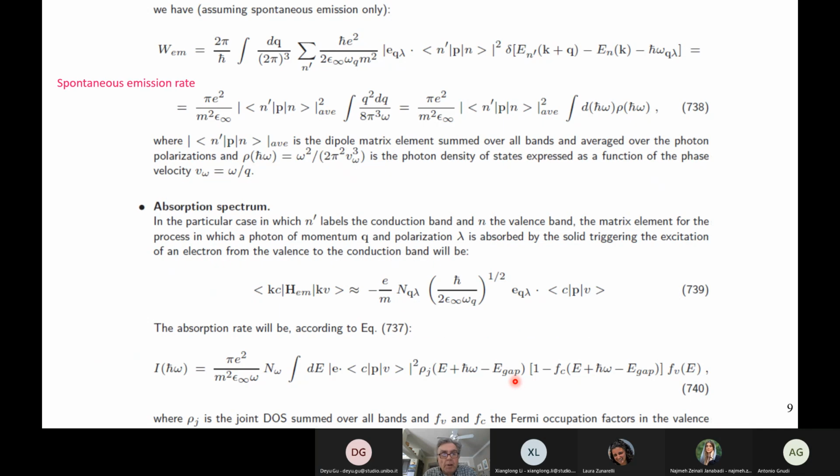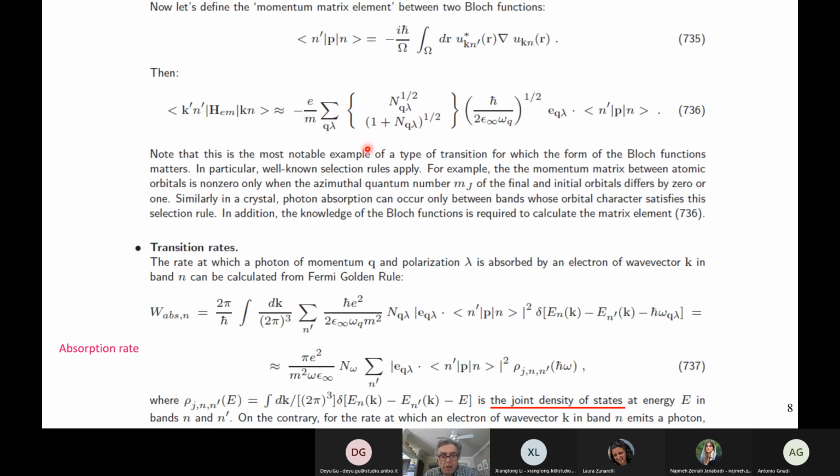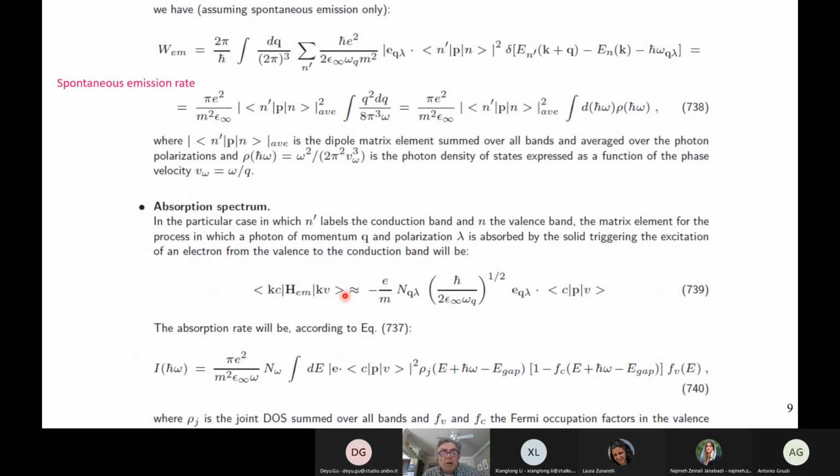Okay, so the total absorption rate can be written in this form. In that form, this is the spontaneous emission rate. If we want to deal also with the stimulated emission, we would have a term which is proportional to the n of q, as I did here.